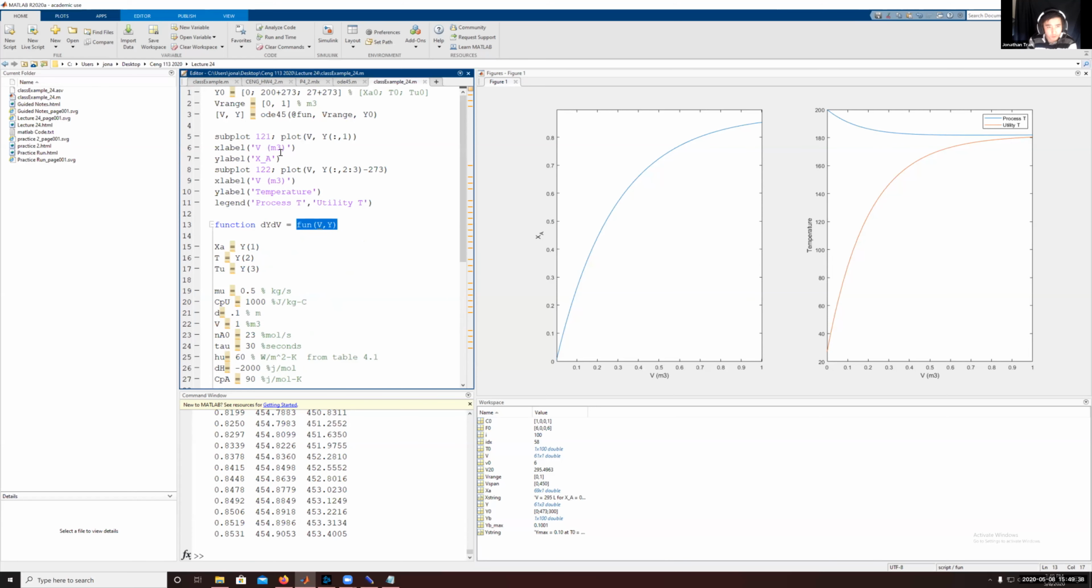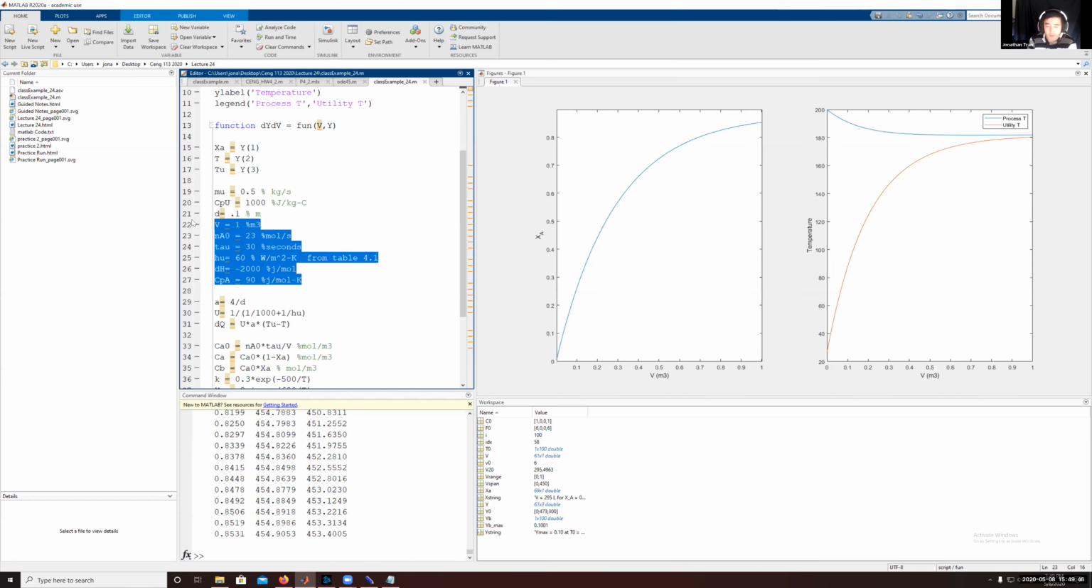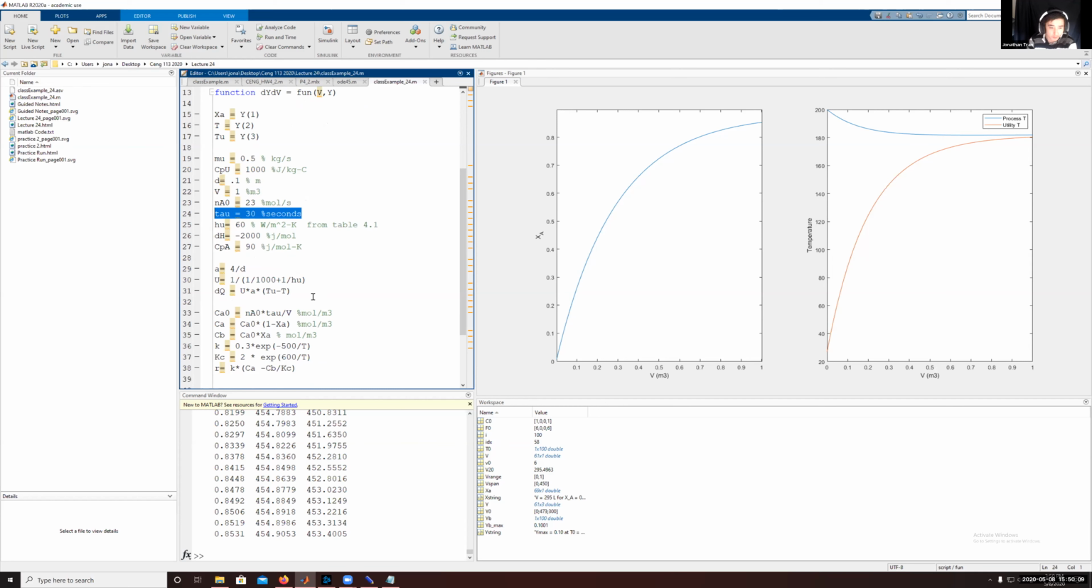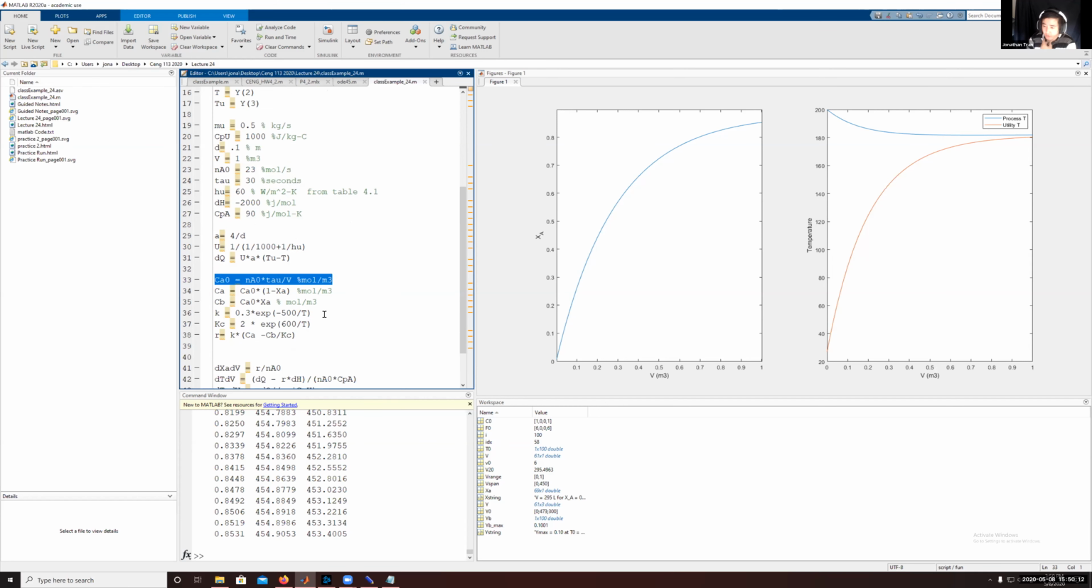It shouldn't. If you're referring to vspan, I think you mean vrange. If you're referring to that, the V inside the function only helps to define the diameter and, essentially, the system size. So if we're saying that we're going to work with a volume of 1 meter, this volume is really used to help define tau, which is used in the Ca naught concentration. So it's used to define the initial concentration of A, essentially.